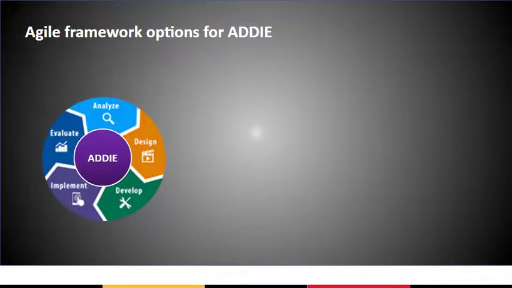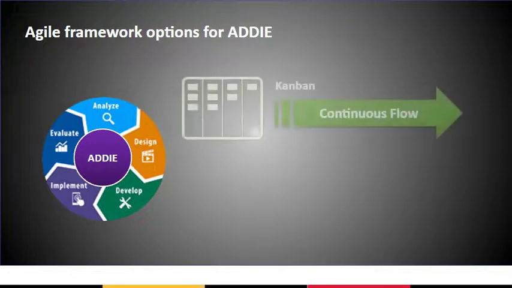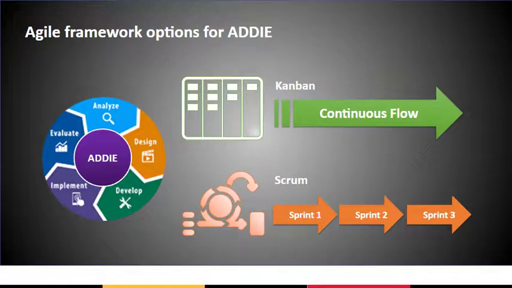The two agile workflows that work well for L&D are Kanban and Scrum. Teams need to choose one or the other. Kanban is based on a continuous workflow, and Scrum is controlled by time-boxed iterations called sprints.